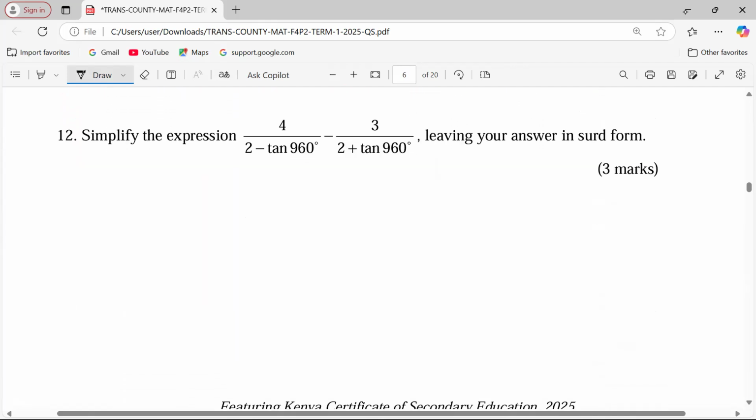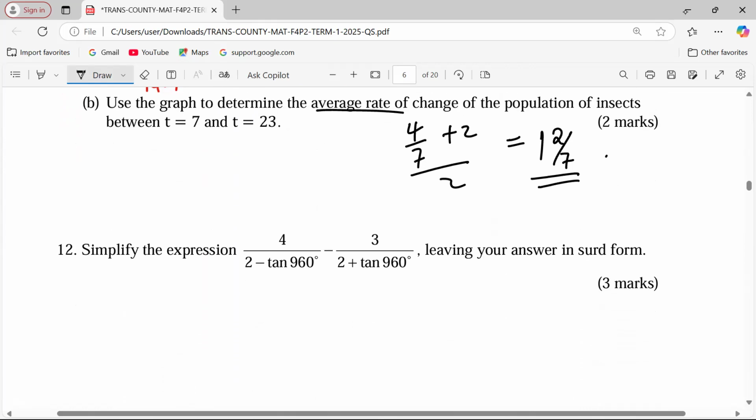Number 12. Simplify the expression 4 divided by 2 tan 960 minus 3 divided by 2 plus tan 960, leaving your answer in surd form. So this is trigonometry together with surds.